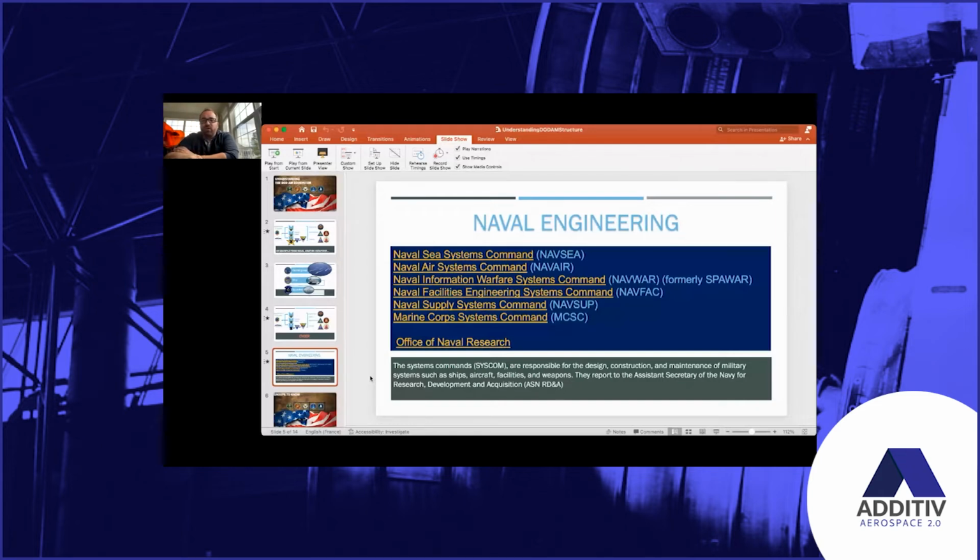These are all the different engineering authorities as part of the DoN. You've got NAVSEA, we mentioned before, that are going to oversee the shipboard applications, what gets put on ships, how it's done safely, how the ships get repaired. You've got the Naval Air Systems Command, or NAVAIR, which covers all of naval aviation. You've got the Naval Information Warfare Systems Command, formerly known as SPAWAR, which is now NAVWAR. And then you've got NAVFAC, NAVSUP, and the Marine Corps Systems Command.